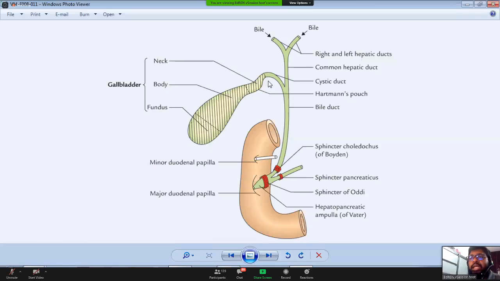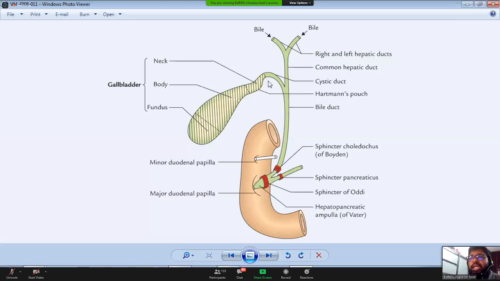There are three sphincters: one at the end of the common bile duct, one for the major pancreatic duct, and one at the ampulla. This one is called the sphincter of Oddi. Normally the sphincter choledochus, or Boyden, remains closed. So the bile is coming here, but as it can't go forward, it piles up and goes back due to pressure, and ultimately fills up the gallbladder and is concentrated here.